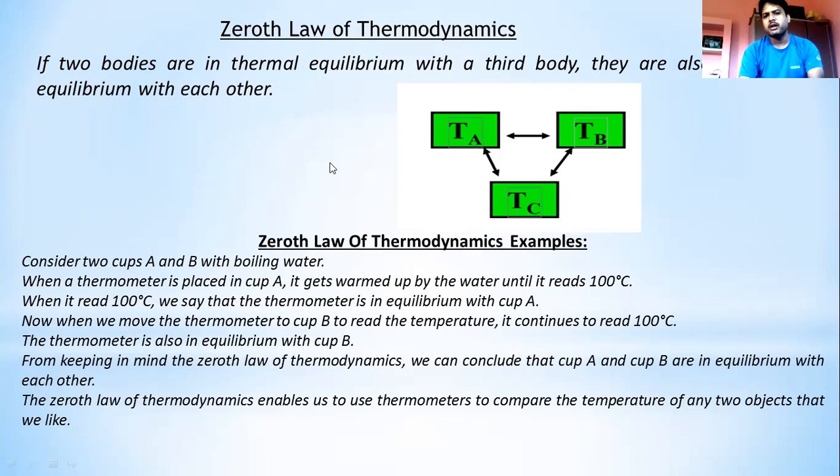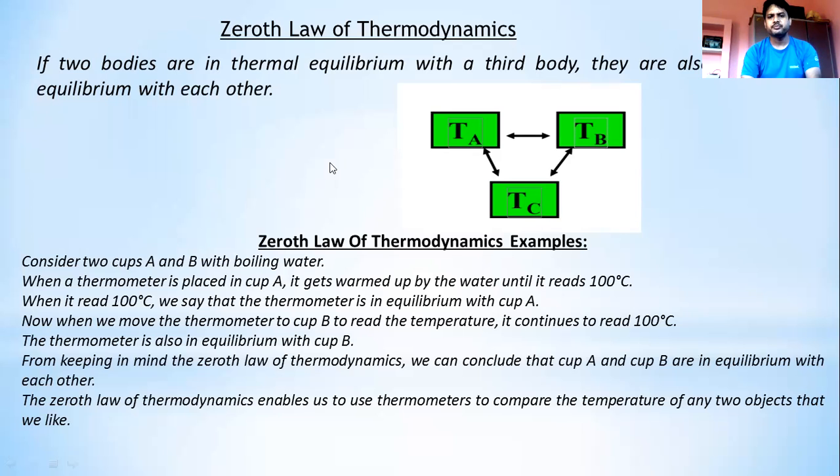Place the thermometer in cup A and allow the temperature of the thermometer to increase. It gets warmed up by the water until it reaches 100 degrees C. So now read the temperature as 100 degrees C, remove the thermometer from A and place it in B. Automatically it will continue to read 100 degrees C because both are at 100 degrees C. The thermometer is also in equilibrium with cup B. Earlier it was in equilibrium with cup A, and now it is in equilibrium with cup B. Keeping in mind the Zeroth law of thermodynamics, we can conclude that cup A and cup B are also in equilibrium with each other.